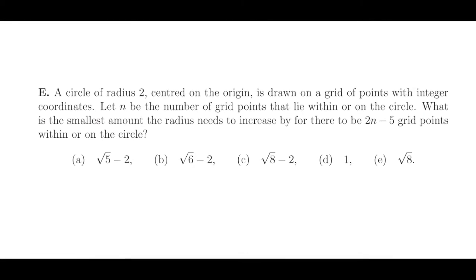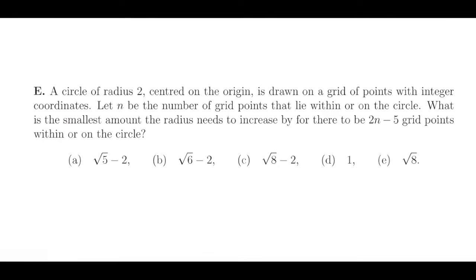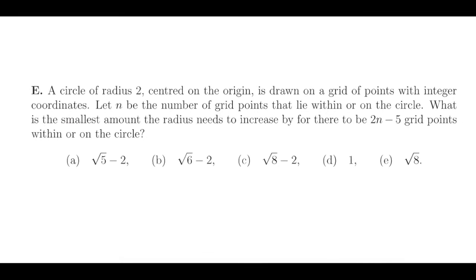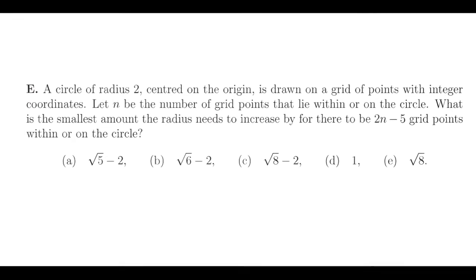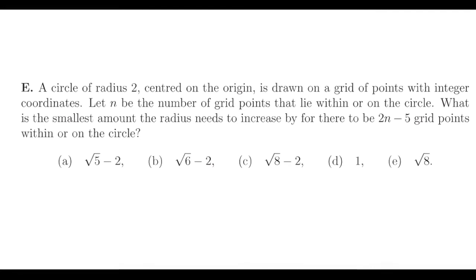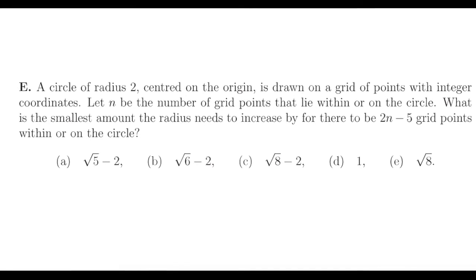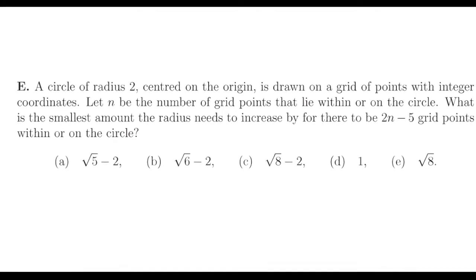We're told that a circle of radius 2 centered about the origin is drawn on a grid of points with integer coordinates. Let n be the number of grid points that lie within the circle, and we need to find out what is the smallest amount that the radius needs to be increased so that there are 2n minus 5 grid points in the circle, and we're given 5 different options.